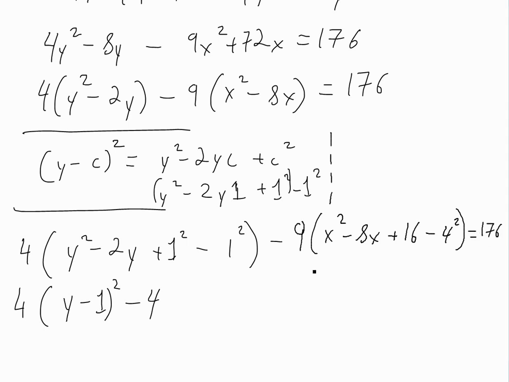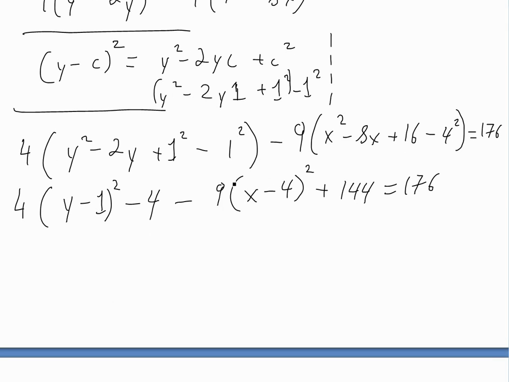And this equals 176. And then we're going to have negative 9 times x minus 4 squared. So this is basically completing the square. And then negative 9 times this negative 16 is equal to 144. This is going to be positive, they're both negatives, so positive. 9 times 16 is 144, equals 176.